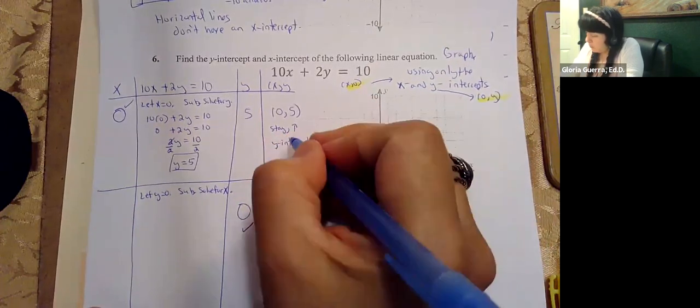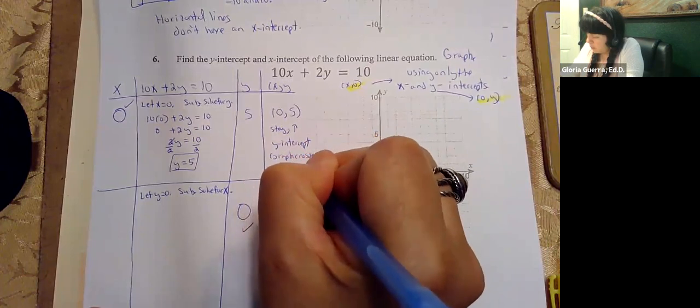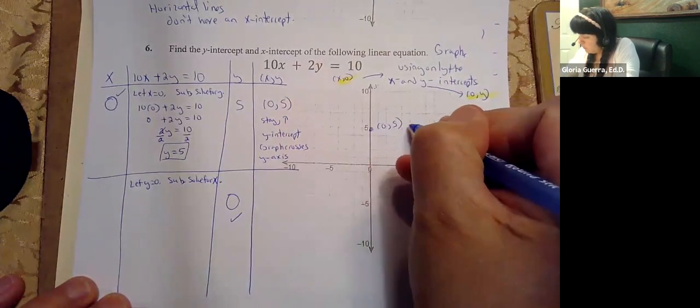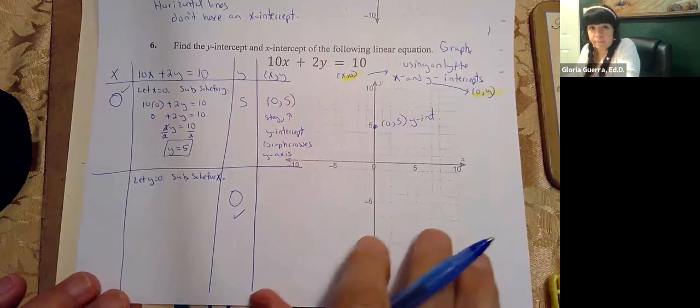That's where the graph crosses the y-axis. So you stay and you go straight up, (0, 5). That's the y-intercept. See, it crosses the y-axis there.